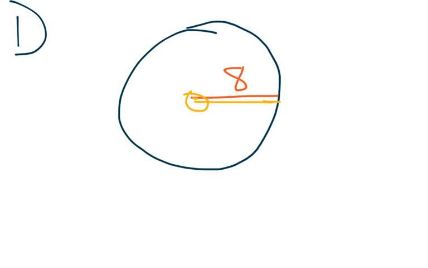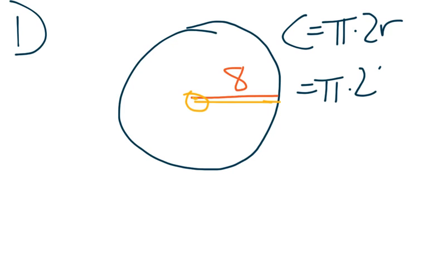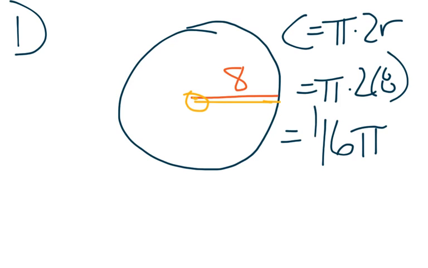So remember, when you are given the radius, the circumference is pi times 2 times the radius. So in this case, it is going to be pi times 2 times 8, and 2 times 8 is 16. So we are going to say C, or circumference, equals 16 pi. And this is going to be our answer for number 1.